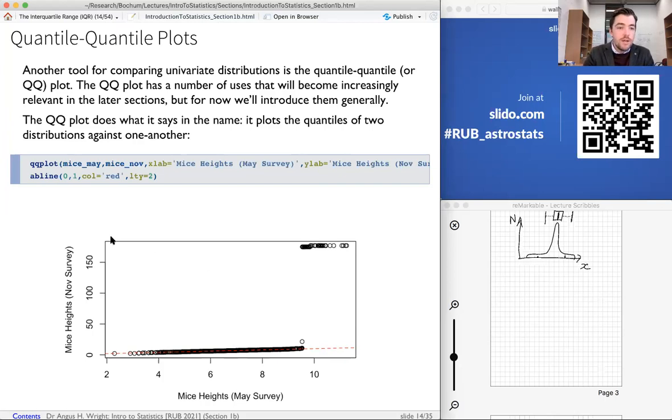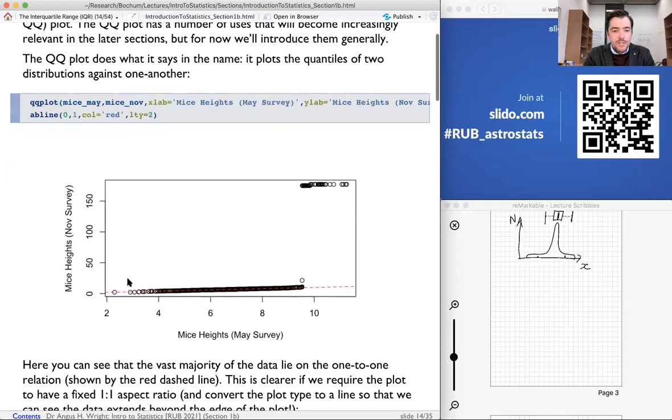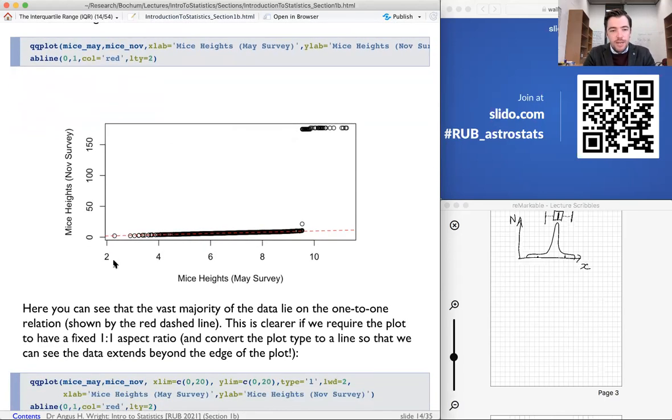So again, we can just use base R now to plot the QQ plot. And we can look at the QQ plot of our May survey and our November survey. And what we find is that you see a huge scattering of the data points down here. And then all of a sudden, the November survey jumps to very large heights, and these are our catastrophic outliers. Now, this isn't really easy to understand because the majority of the data have been squashed down the bottom. And so what we can do is we can instead focus ourselves on the one-to-one region, which is what this red line is showing.